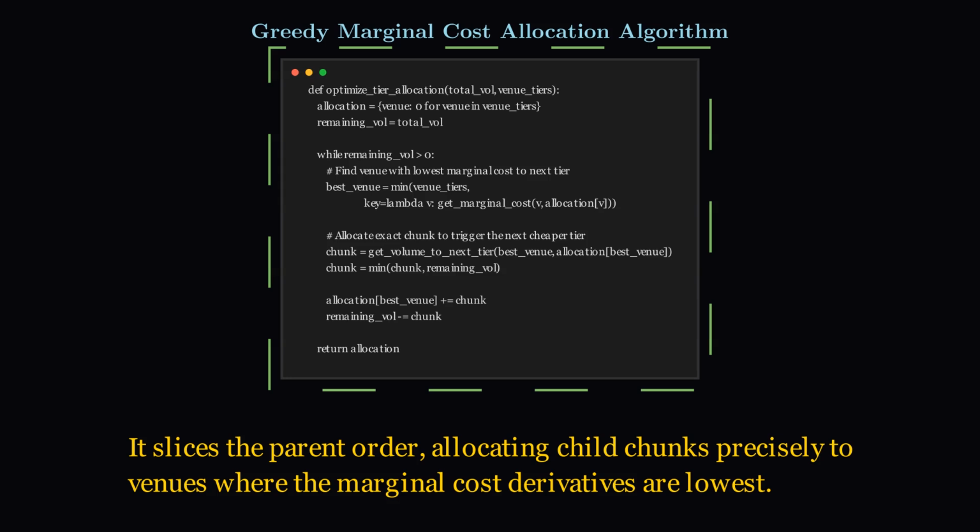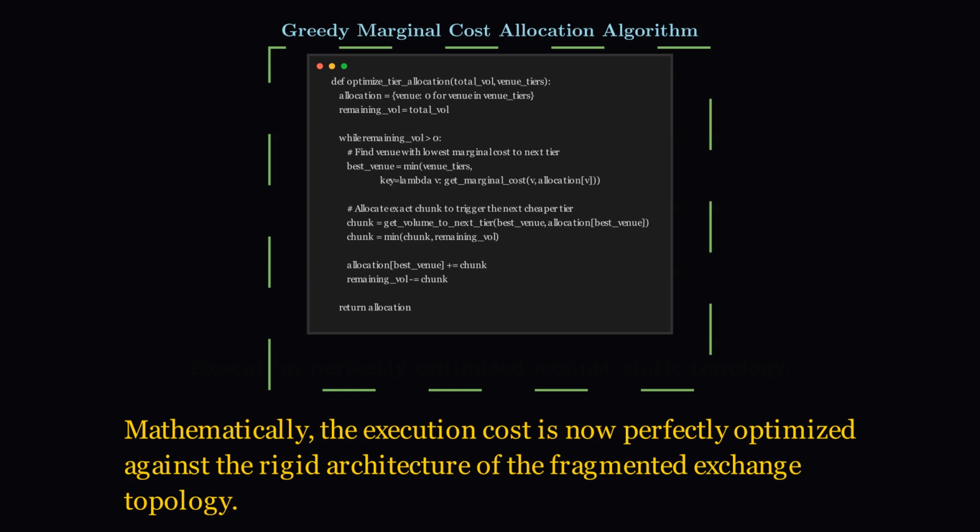allocating child chunks precisely to venues where the marginal cost derivatives are lowest. Mathematically, the execution cost is now perfectly optimized against the rigid architecture of the fragmented exchange topology.